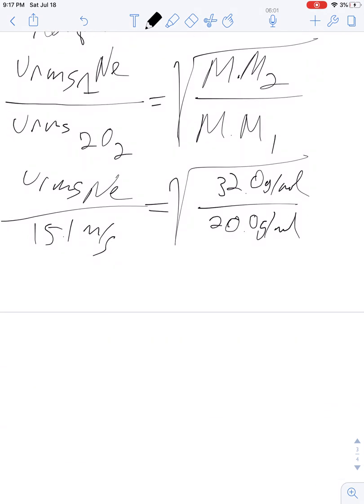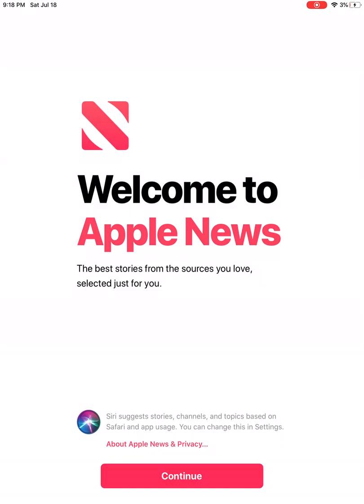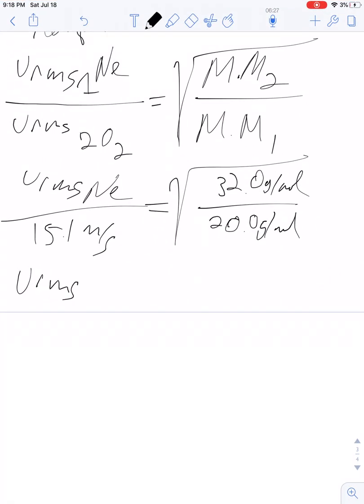So then we do our arithmetic. 32 divided by 20. Take the square root of that. Multiply it by 15.1, and I get the root mean squared of neon to be 19.1 meters per second. Okay? So that's how you're going to use Graham's law for the problems in the homework.